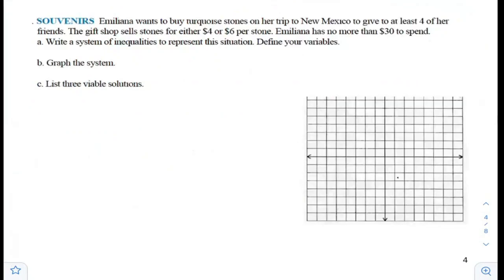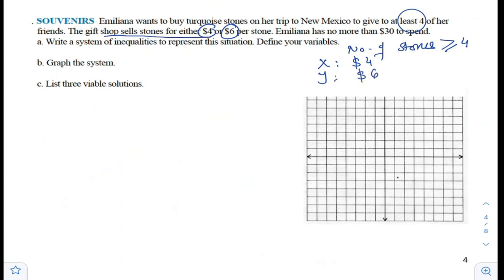Now, Emiliana wants to buy turquoise stones on her trip to New Mexico to give to at least 4 of her friends. So the number of gifts or stones, at least, means more than or equal to 4. This is one of the translations that we need to know. The gift shop sells stones for either $4 or $6. We have 2 types. We have type number 1, X, that costs $4 per piece. Type Y, the second type, costs $6.